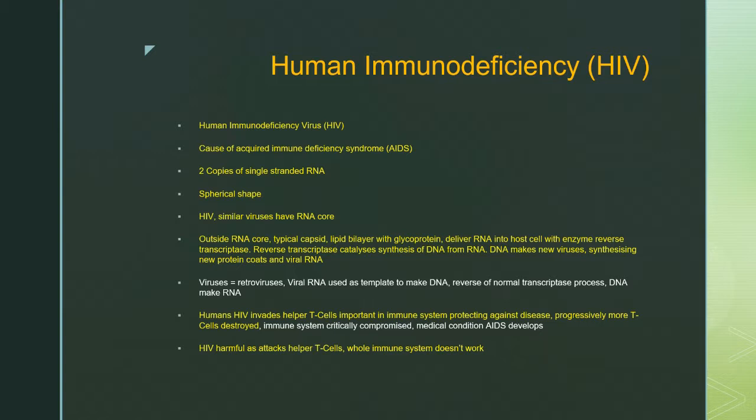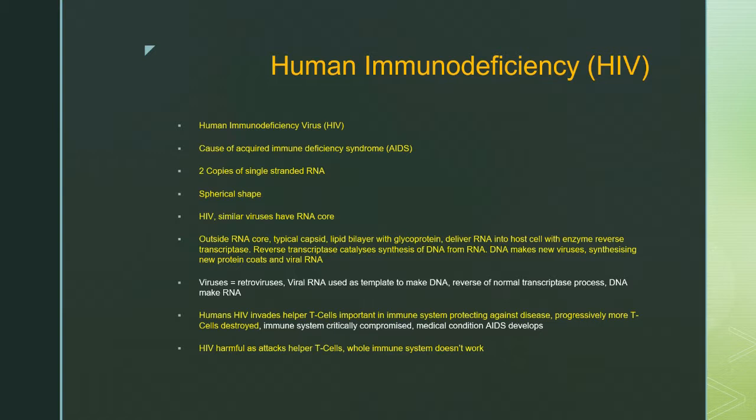So we're going to say that HIV is a retrovirus, so that means viral RNA is used as a template to make DNA, the reverse of the normal transcription process where DNA makes RNA. So humans have HIV invading their helper T cells, and this is important in the immune system protecting against disease. As more T cells are destroyed, the immune system is critically compromised, and the medical condition AIDS will develop.